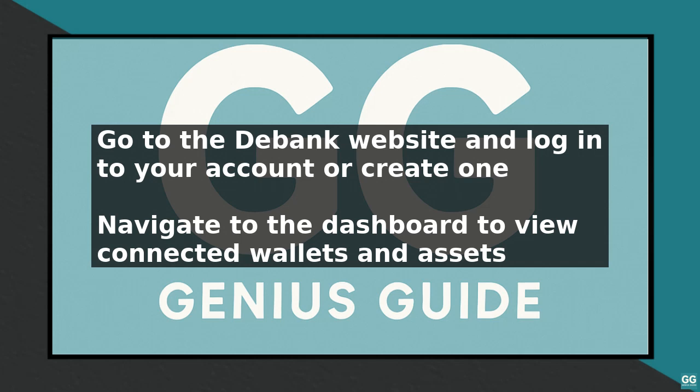To use cross-chain support, you need to connect your wallets from different blockchain networks. Debank supports a wide range of blockchains, including Ethereum, Binance Smart Chain, and Polygon. Click on the Add Wallet button and select the blockchain network you want to connect. Follow the prompts to connect your wallet, which may involve entering your wallet address or private key.